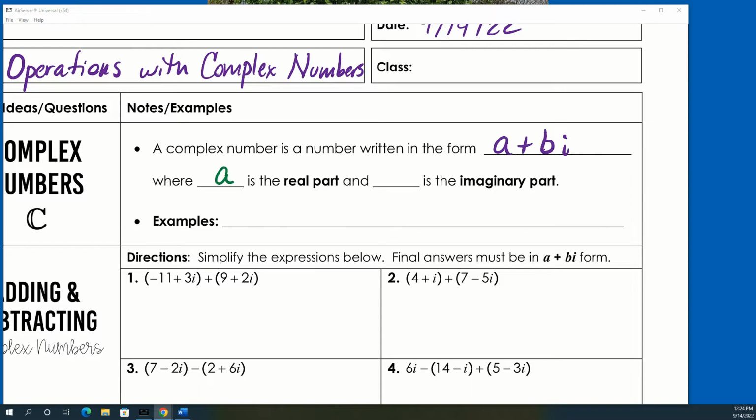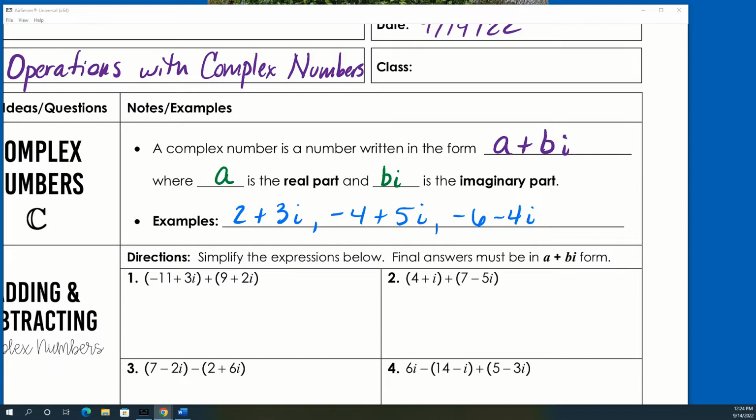Where a is called the real part, so it doesn't have the i with it, and bi is called the imaginary part. Right, and some examples of complex numbers are something like 2 plus 3i, or negative 4 plus 5i, or negative 6 minus 4i. Those are all considered complex numbers. They have a real part and an imaginary part.